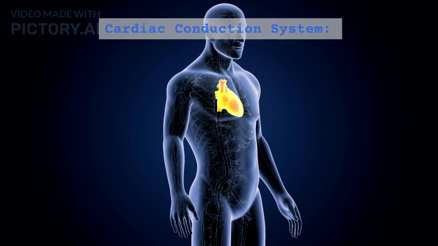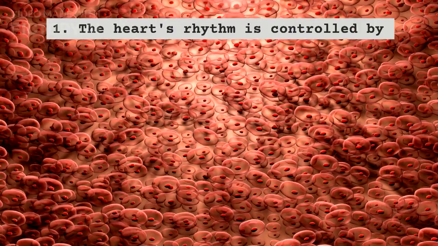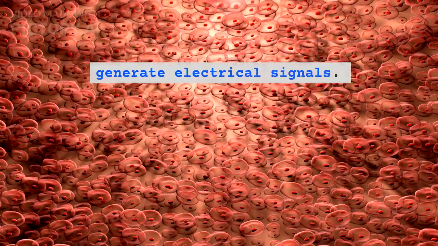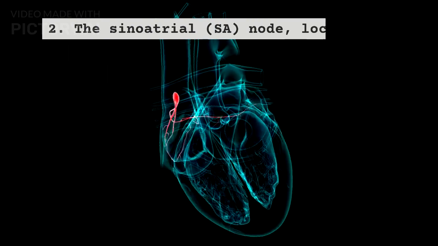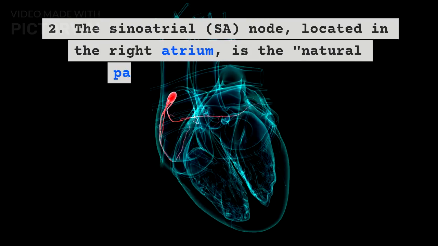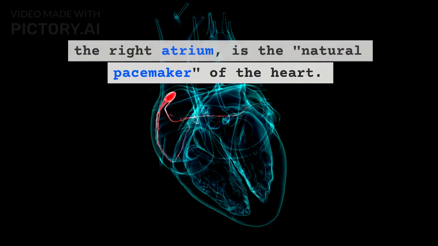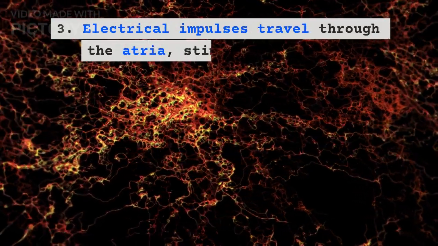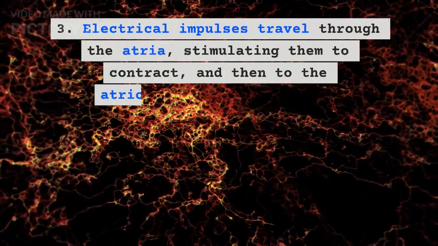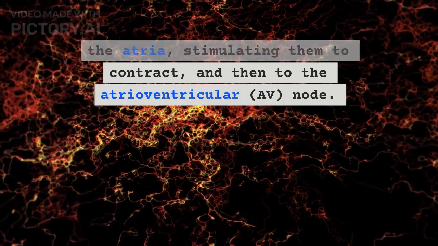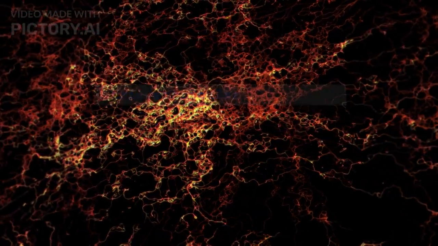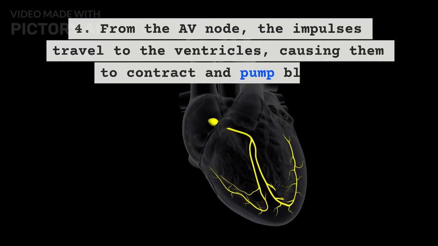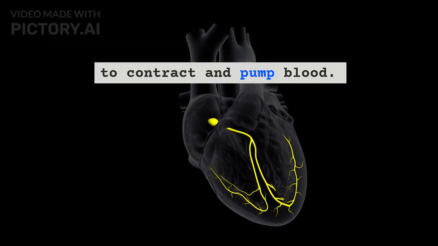Cardiac conduction system. 1. The heart's rhythm is controlled by a specialized system of cells that generate electrical signals. 2. The sinoatrial, SA, node, located in the right atrium, is the natural pacemaker of the heart. 3. Electrical impulses travel through the atria, stimulating them to contract, and then to the atrioventricular, AV, node. 4. From the AV node, the impulses travel to the ventricles, causing them to contract and pump blood.